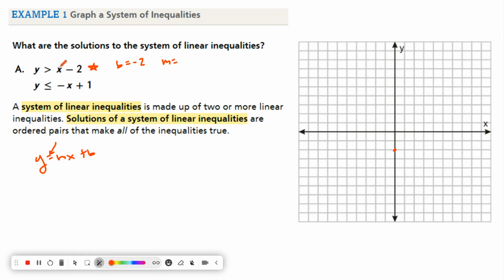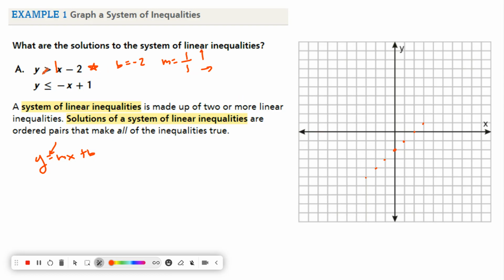Your slope is the number in front of x. There's no number here, so our slope is 1. If we make that into a fraction, that's 1 over 1, which means we go up 1 and right 1. I'll do that a couple times: up 1, right 1, up 1, right 1. I'll also go down 1, left 1, down 1, left 1, down 1, left 1. There's a bunch of points that I'm going to connect.